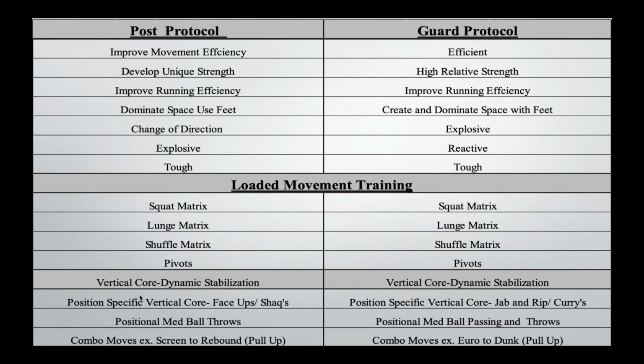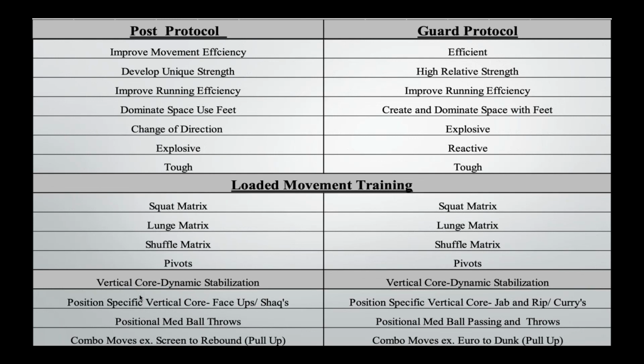Loaded movement training. Again, I talked about squat matrix, lunge matrix, shuffle matrix would basically be you picturing your guys sliding and guarding an opposing player when they go diagonal, when they go side to side, or when they have to transition and close out anteriorly, or they have to backpedal, or think of a box out and then pivots. You have to be able to pivot. You have to be able to control your space, but you also have to be able to do it without a wasted movement.